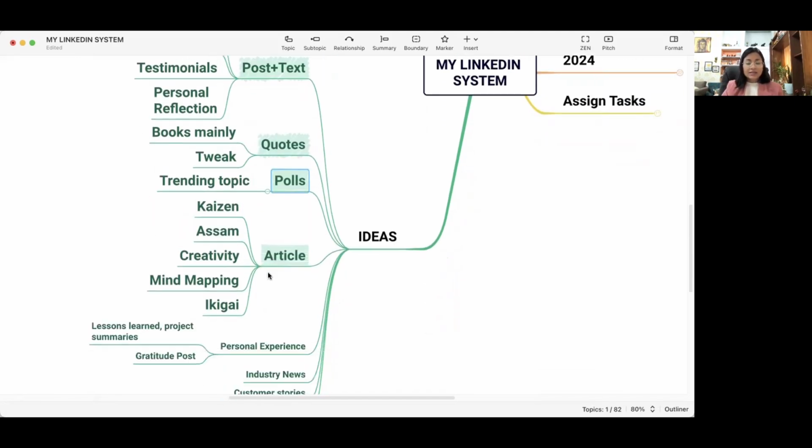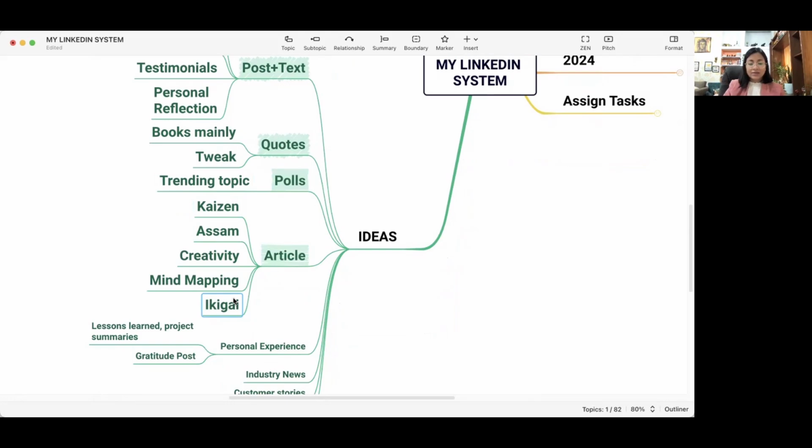So articles, then when I say I'm going to write articles, so what are my articles going to be about? It's going to be about Kaizen, it's going to be about my state, Assam, it could be about creativity, it could be about mind mapping, Ikigai, and a lot of things. So all of those, I have just written the keywords. So next time I don't have to wait for inspiration. I want to write an article today, let's say. I would just go and pick up, okay, let me write about Ikigai today. And then about Ikigai also, what I'm going to write today.